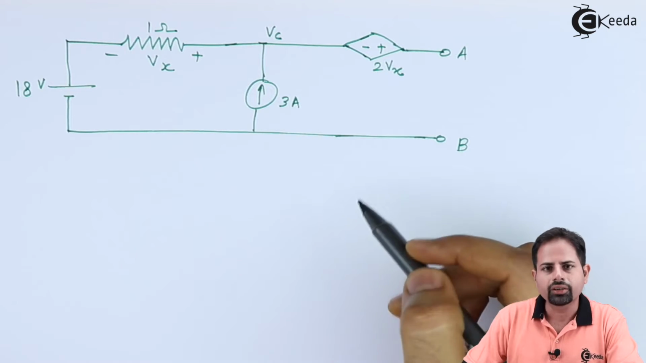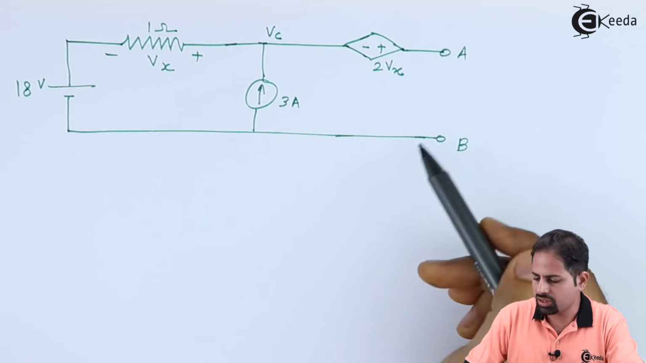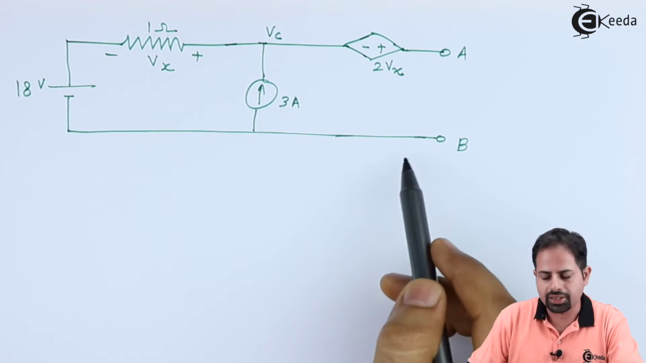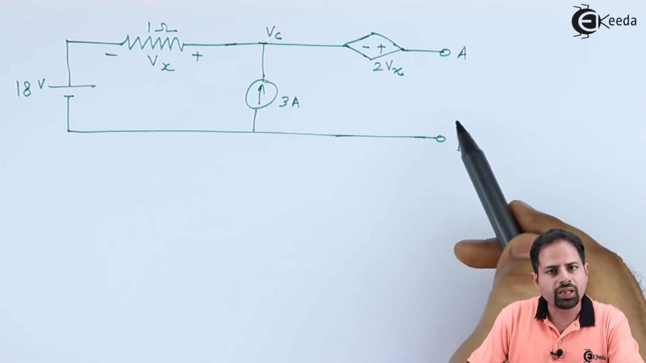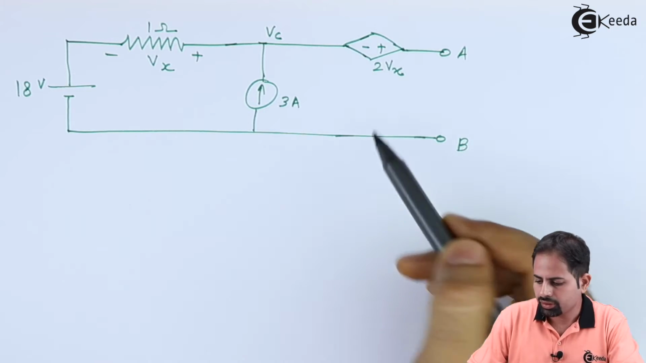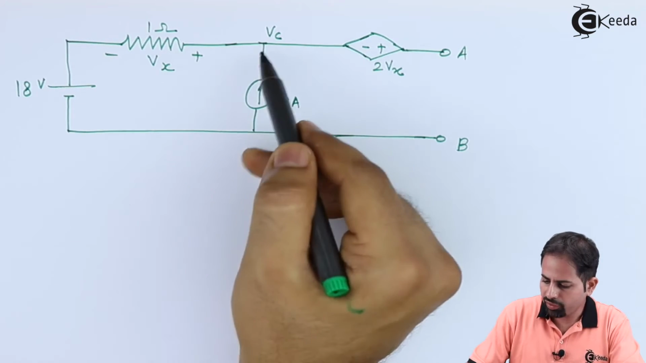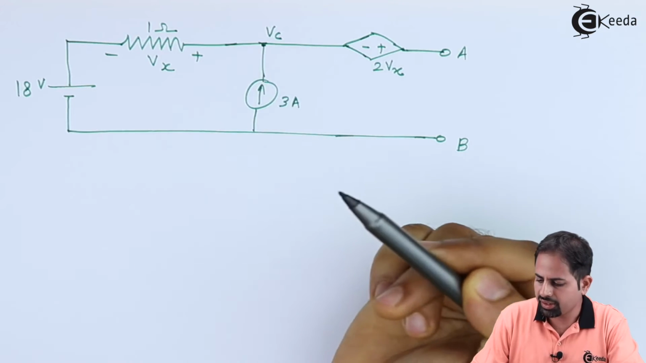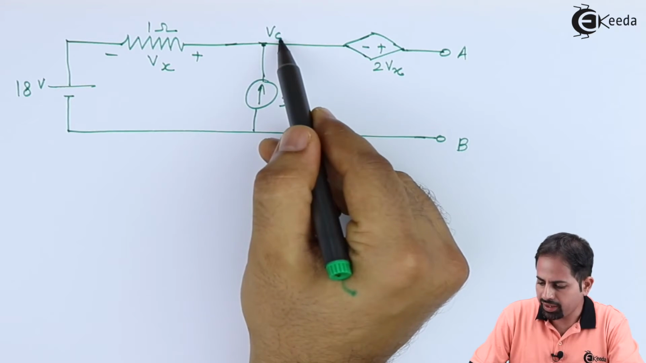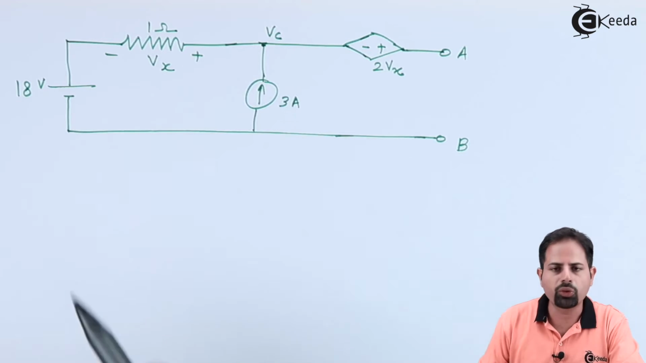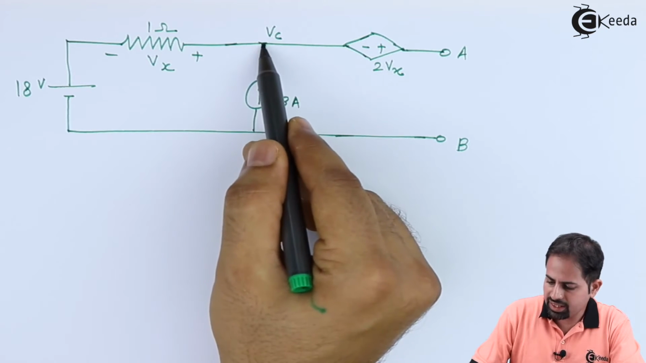So you can see here, I have opened this branch between A and B, that is the 6 ohm resistor. The remaining circuit is as it is. Because this A and B terminals are opened, this is not relevant. So actually our circuit is only this much. So what we can do, we can apply KCL here, because by that we will be able to find Vc. And once we find this Vc, we will be able to calculate what is Vx. So let's apply KCL at this node.